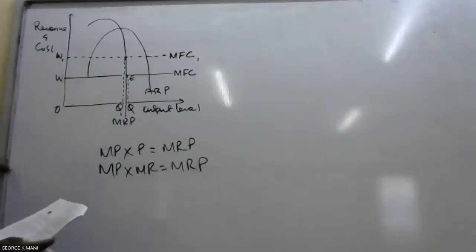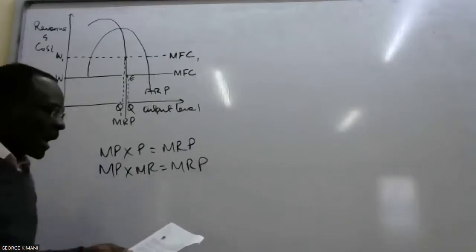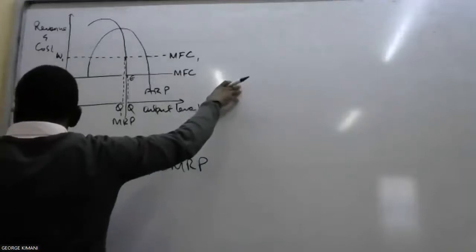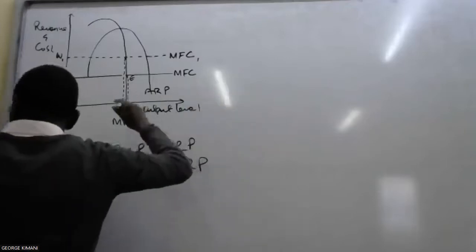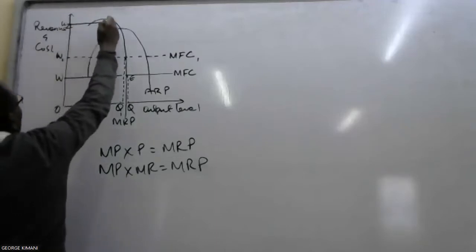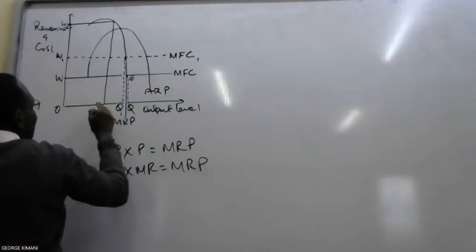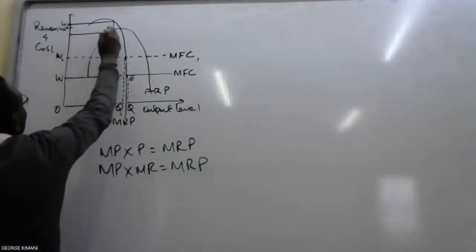So there are points, the point D. At very high wage rates, above the average revenue product, the firm will be making losses. So if the firm employs at W2, above ARP, and say they employ Q2, they'll be making losses at that point. This is a loss.